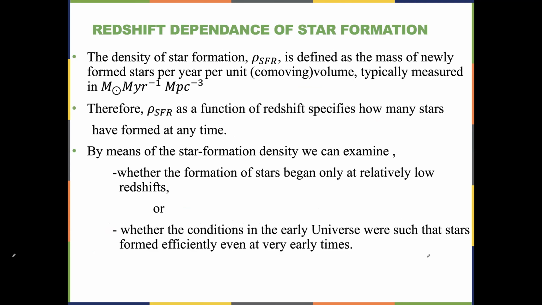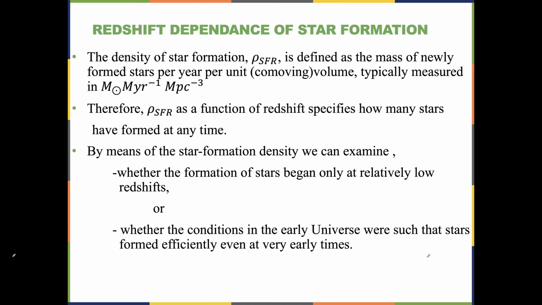Now, another thing that we can look at during this evolutionary process of galaxies is the star formation rate. This quantity, called rho SFR, is defined as the mass of newly formed stars per year, or the density of star formation rate in a volume. And this is measured in terms of solar mass per million years per cubic megaparsec.